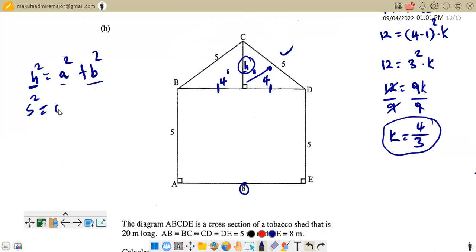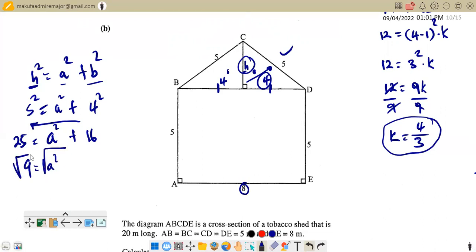So that would be A squared plus B, which is the other side, which is 4. So that's what you're going to have. 5 squared, that is 25, is equal to A squared plus 16. Then we can transpose to this side, it is going to be negative. So 25 minus 16, that is 9, is equal to A squared. How do you remove the square? Introduce the square root. So A is going to be 3. Which means this height is actually 3 meters. That is what you are given in this case, all right? That will be 3 meters.